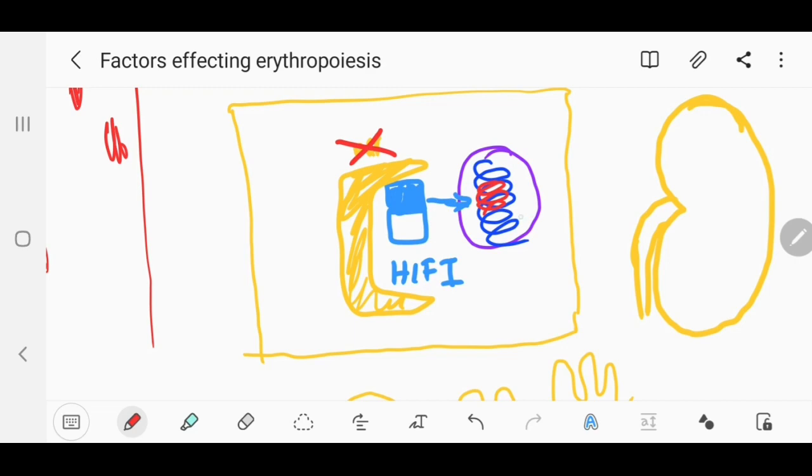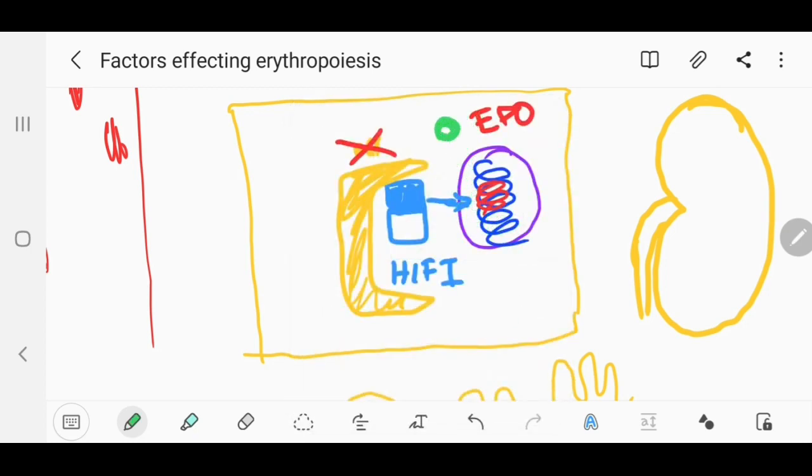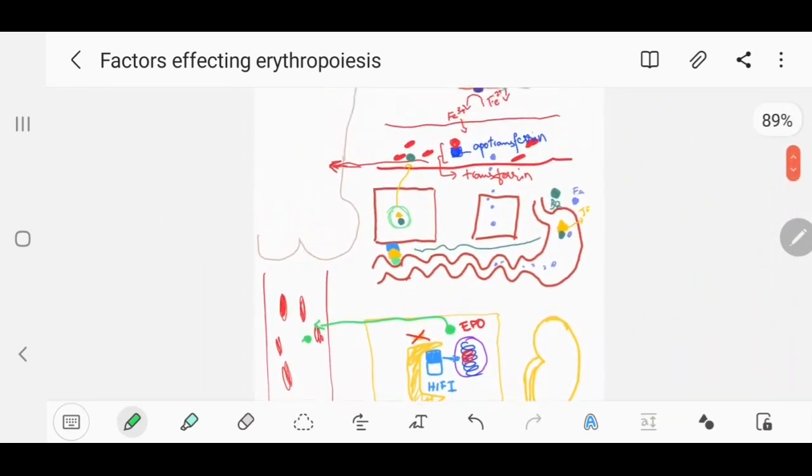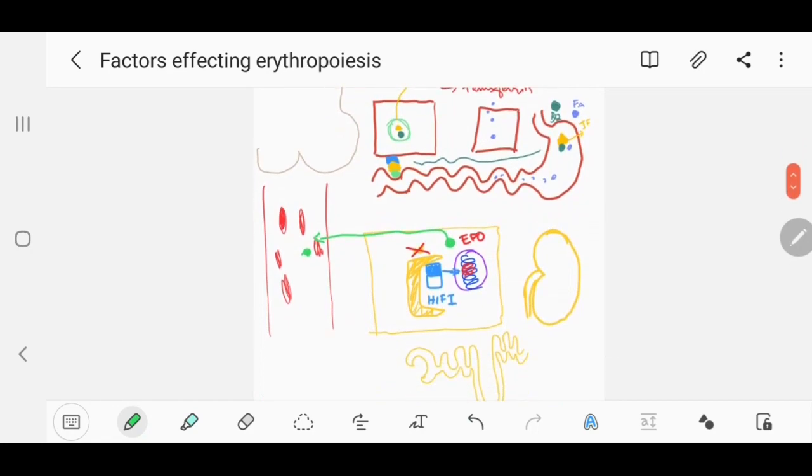And the grip, or you can say the hold, of this enzyme to the hypoxia inducible factor 1 will be released. So this hypoxia inducible factor 1 will go to the nucleus and will get attached to the erythropoietin response element, leading to the formation of the protein known as erythropoietin. As I have told you before, it is very, very important for the production of RBCs.